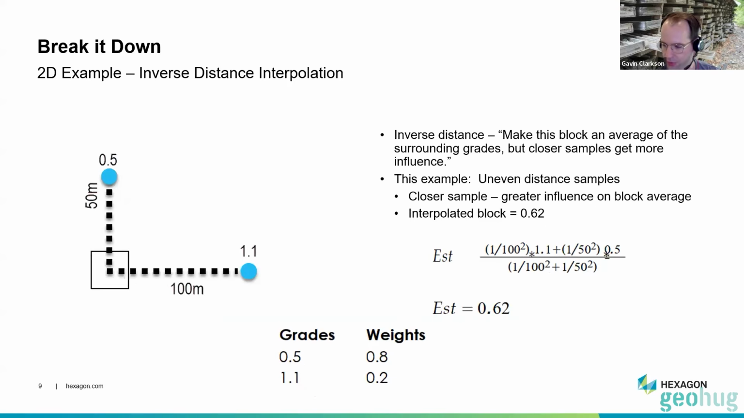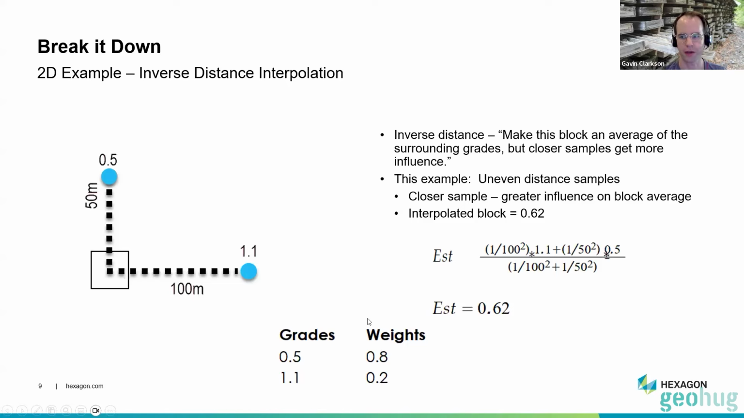And as a follow-up example to that, here's a similar scenario with the same grade values, but one of them is slightly further away. With uneven distance samples, the closer sample gets a greater influence. It's weighed more, so it gets a greater weight on that weighted average. And the further sample gets weighted less. So despite the grade values being the same, the lower value, the 0.5, gets more influence over the overall result. And you can see the calculated weights down here. The 0.5 got a total weight of 0.8, and the grade of 1.1 got a total weight of 0.2.